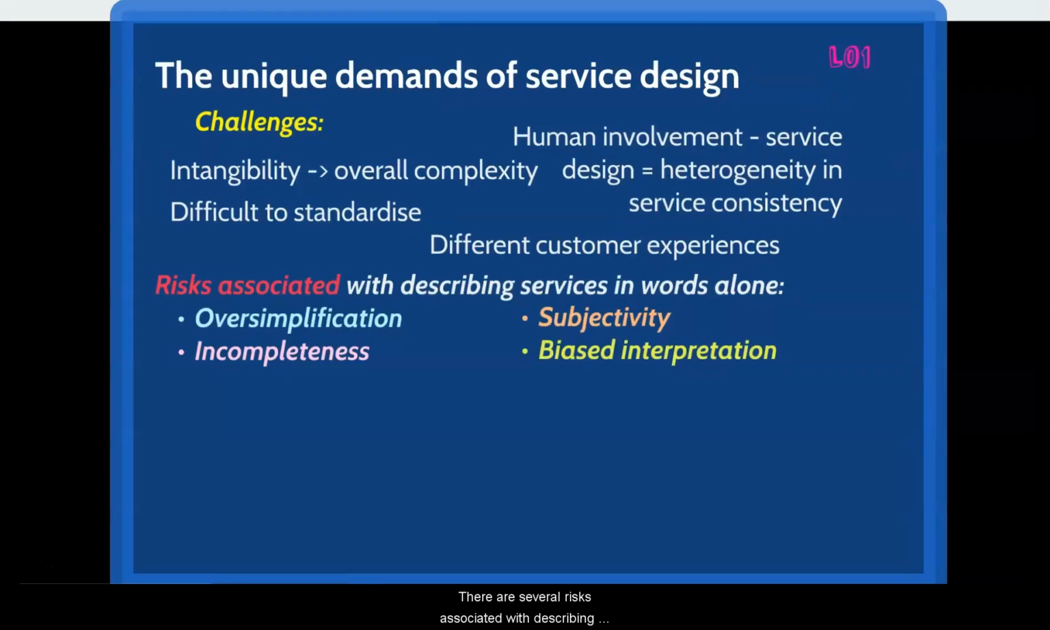There are several risks associated with describing your service in words alone, and briefly we refer to oversimplification, incompleteness, subjectivity, and biased interpretation. Make sure you complete the individual portfolio of evidence activities so that you can practice these risks based on an existing company in South Africa.